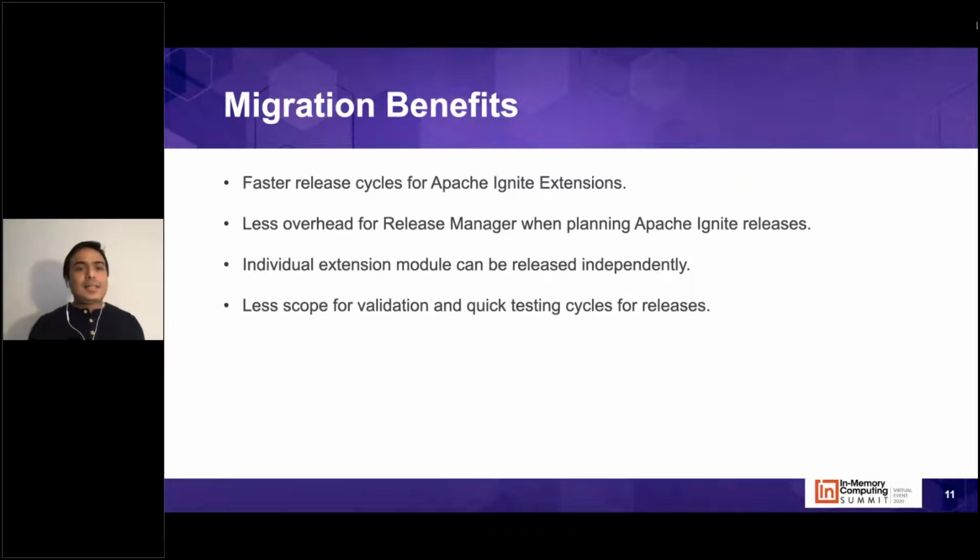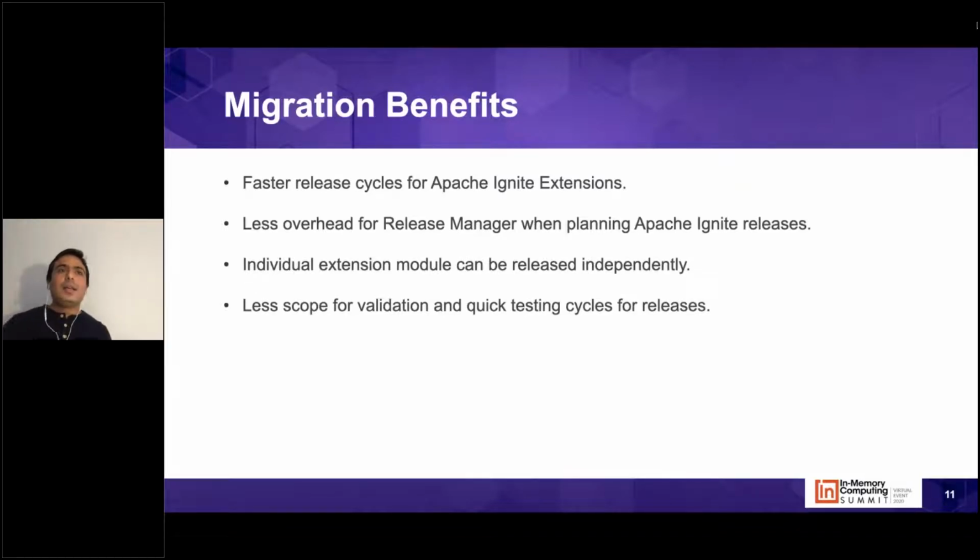The individual extension module can be released independently. So we reduce the dependency from each of those modules. Although they are quite independent, they all had a dependency on Apache Ignite. But now, since these can be released independently, we have a much smaller testing scope in general and validation scope in general to make sure that we can still go ahead with the release. And quicker testing cycles.